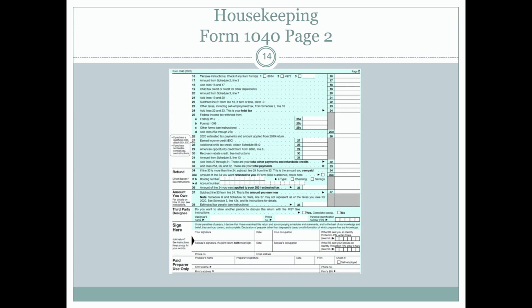And then this is the second page. It will then list any tax, any credits or other taxes that may be applicable to the taxpayer, as well as any payments or additional credits that may apply to them. And then if they have a refund or a balance due, if there's a refund, there's a space for their bank information to go into.